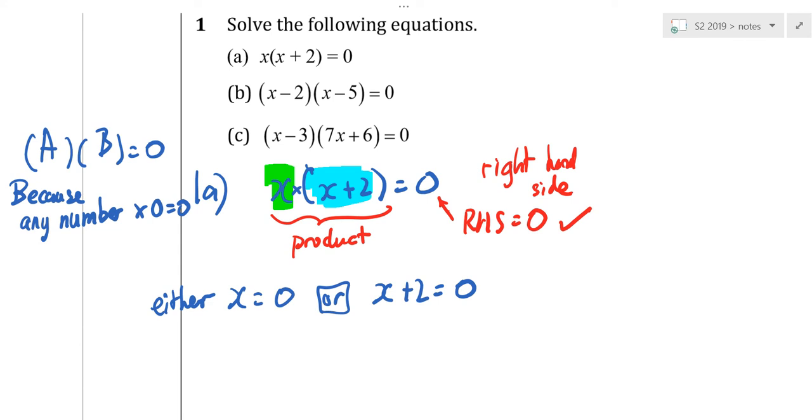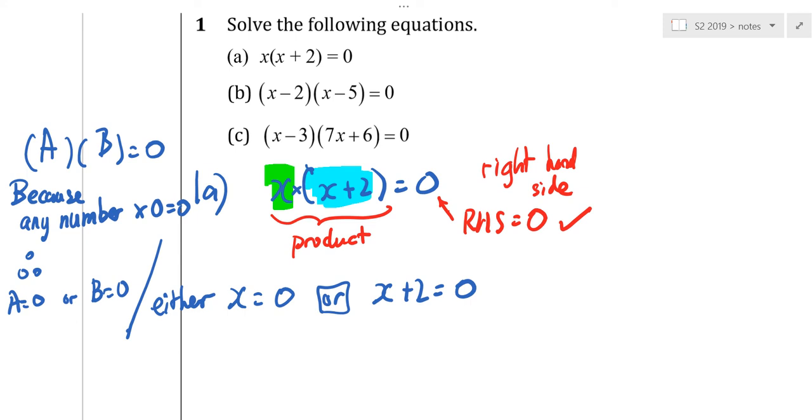Who is still confused? Now do you understand why I write like that? Either the first bracket must be equal to 0 or the second bracket equal to 0. But must x be 0? Not necessary. Can we work one more step to see what's the value of x? Do I do anything here? No, right? X equals 0, that's the answer. So this is the answer.